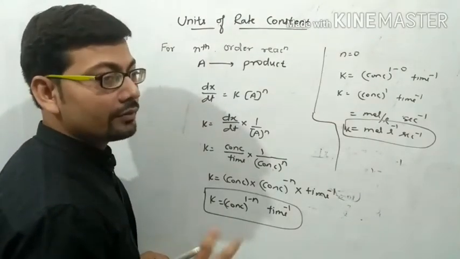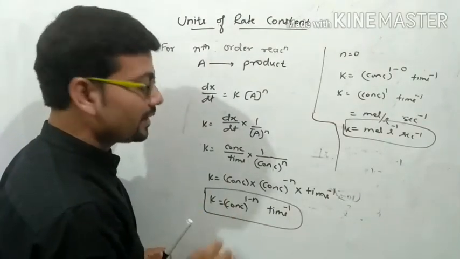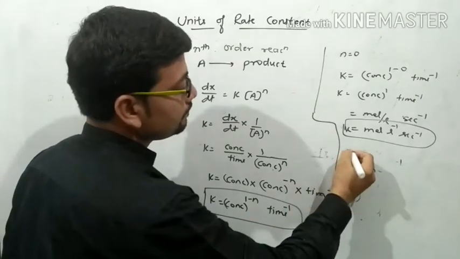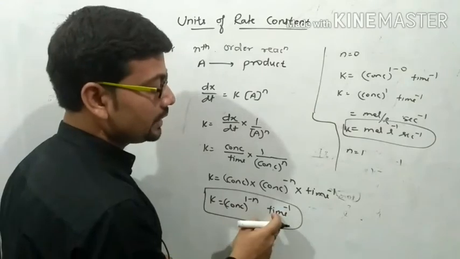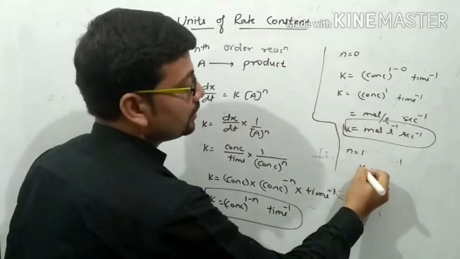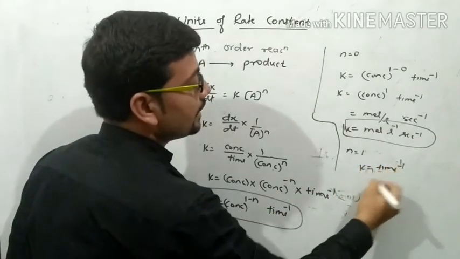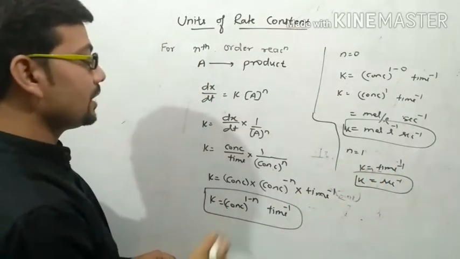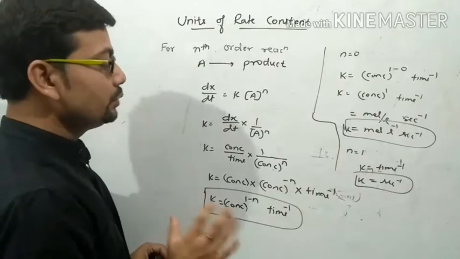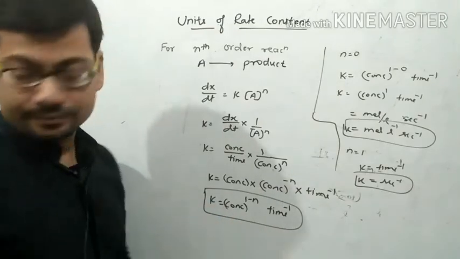If you want to calculate for first order reaction by this formula, then n is equal to 1, and 1 minus 1 is 0. Then you get k is equal to time inverse, and time inverse will be second inverse, right? So by this formula you can calculate the unit of rate constant, right?